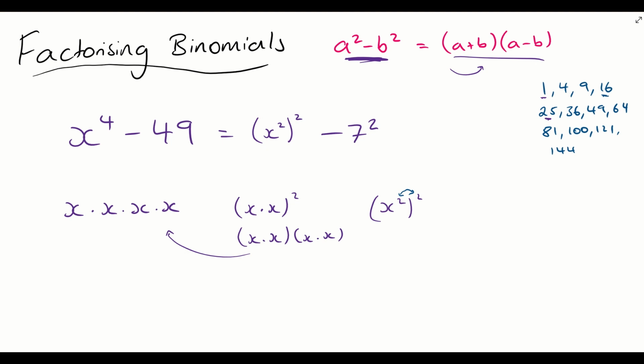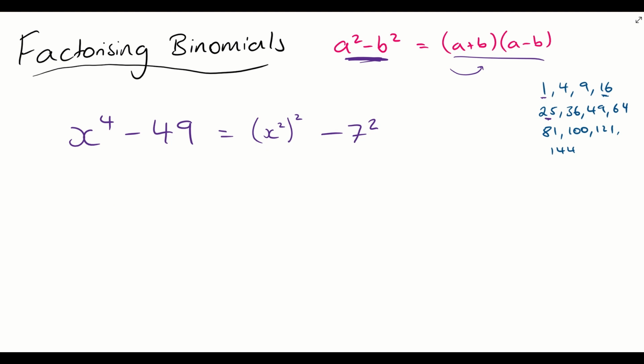So now we can write that as x squared all squared. So putting that into our magic formula that we have in the top right-hand corner, we get x squared plus 7 times x squared minus 7. Okay, let's do another one. And we'll make this the last one for this little section on factorising binomials.